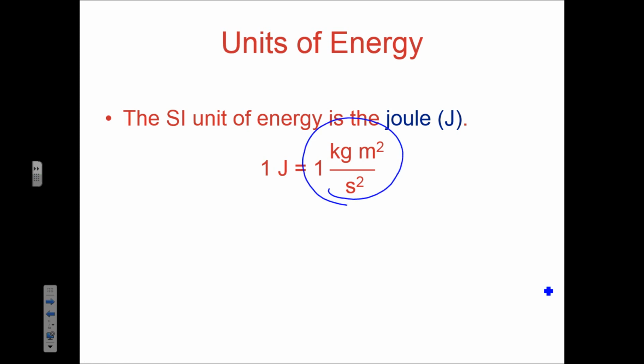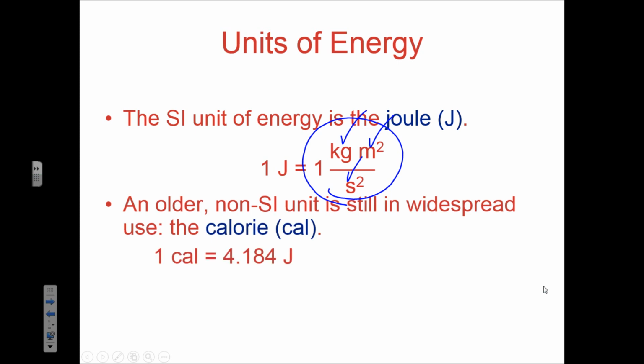Because if you're doing an energy calculation, so let's say you're calculating the kinetic energy, and it requires you to be in joules, that means you have to be in SI units of kilograms, meters, and seconds in order for that to work. So be very cognizant of the fact that joule is an SI unit, and if you're ever in joules, we're talking kilograms, meters, and seconds.